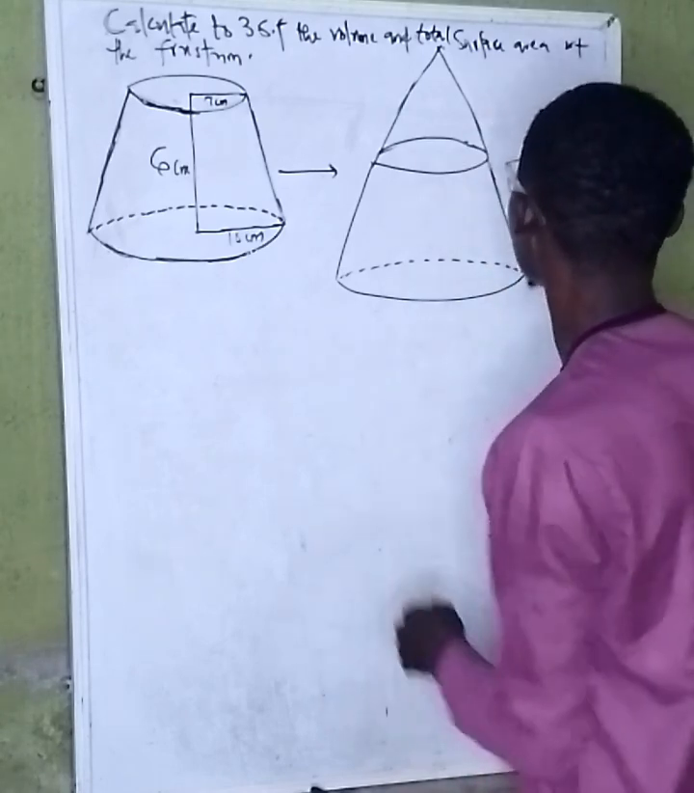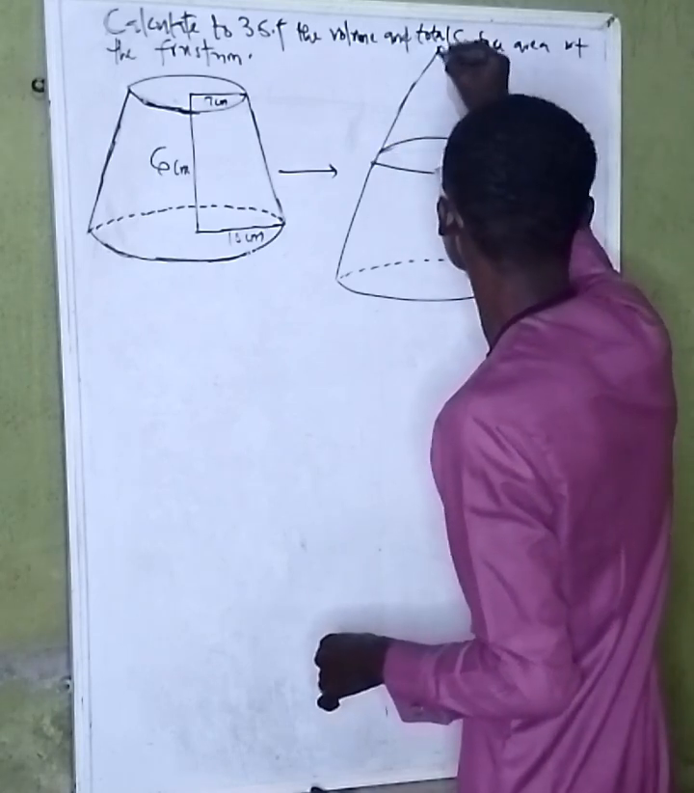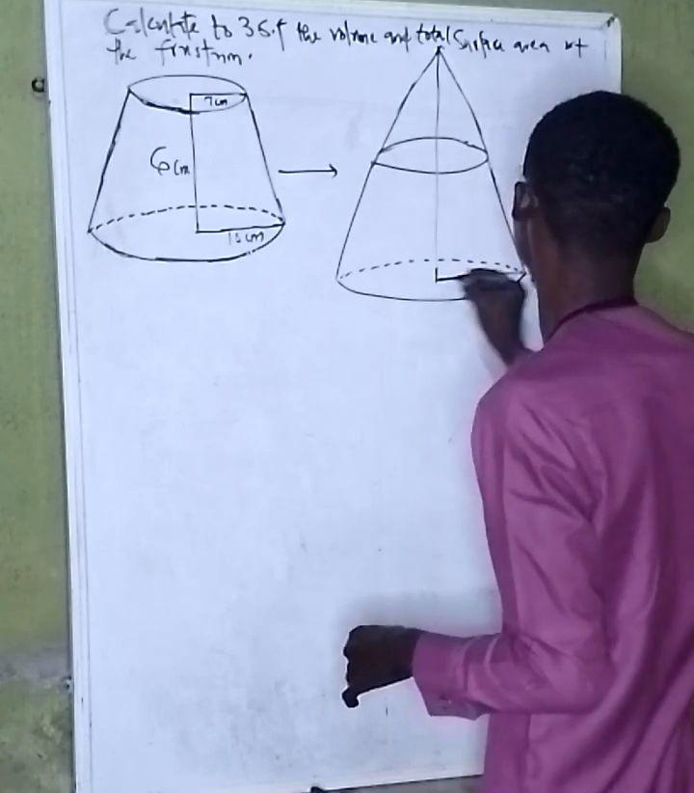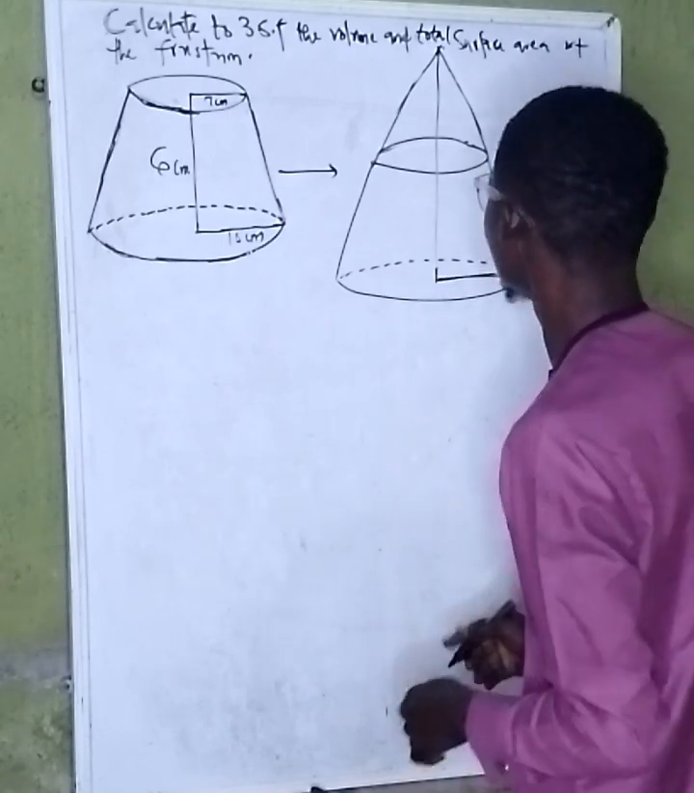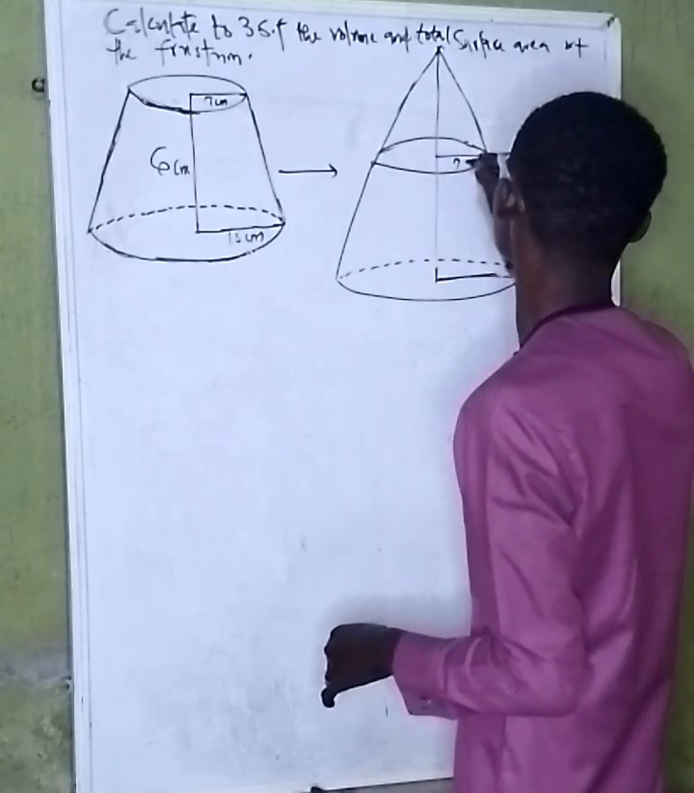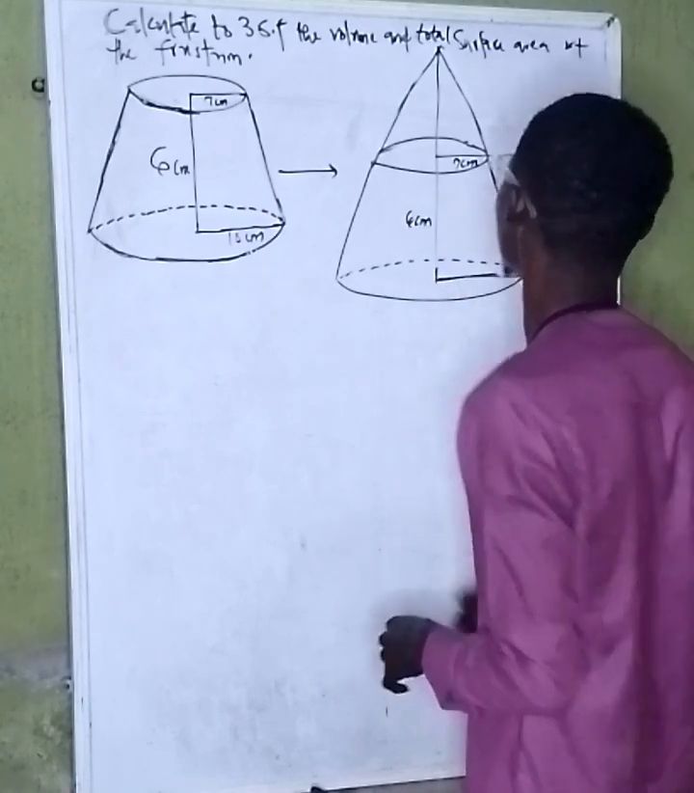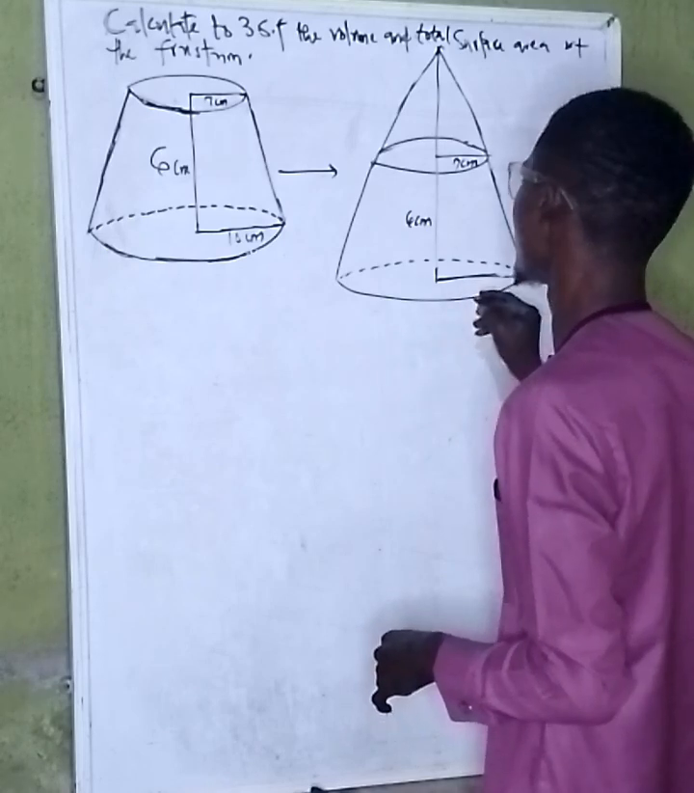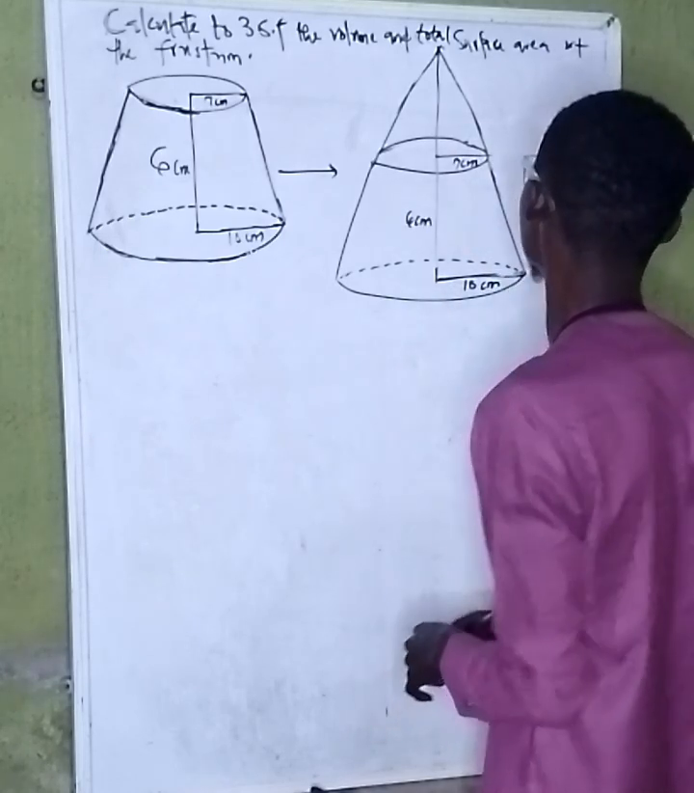Now, one thing about a cone is that it has height, and it also has radius. Even from the Frustum, the radius at the top is 7 centimeters. Meaning from here is 7 centimeters. The height of the cone is 6 centimeters. And the base radius of the Frustum, of the bigger cone now, is 10 centimeters.